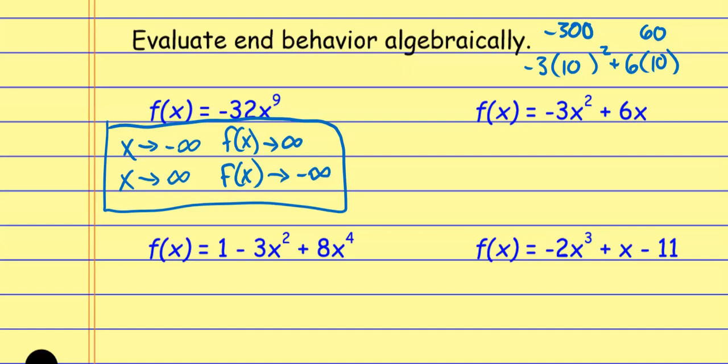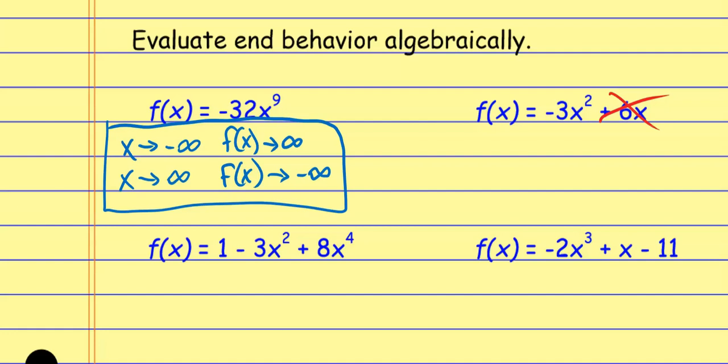It doesn't matter what that 6x is doing. That x squared becomes so much bigger, so much faster that it is going to determine whether this thing goes to positive or negative infinity. And my point in saying that is to say this. When you evaluate for infinity, you just use the thing with the biggest exponent. Nothing else matters.